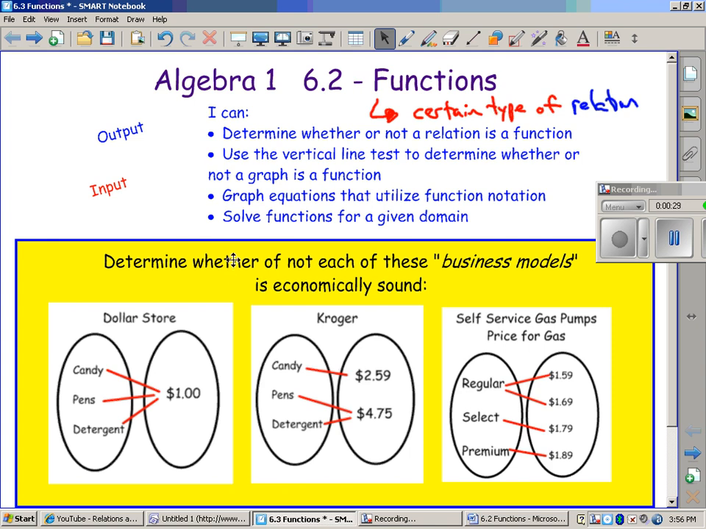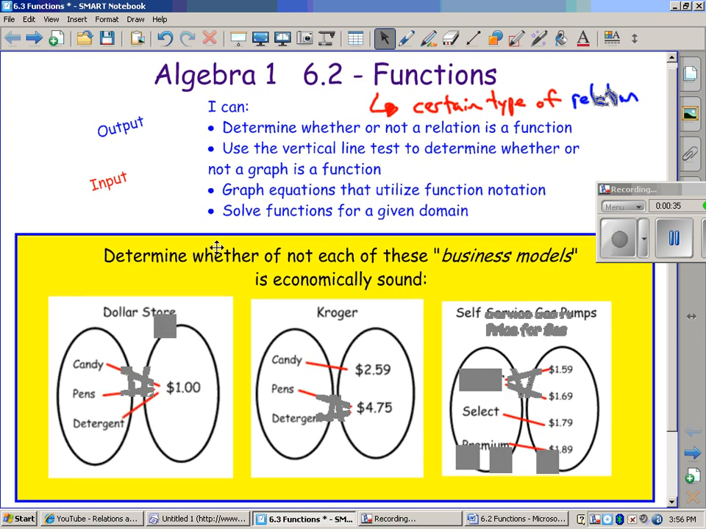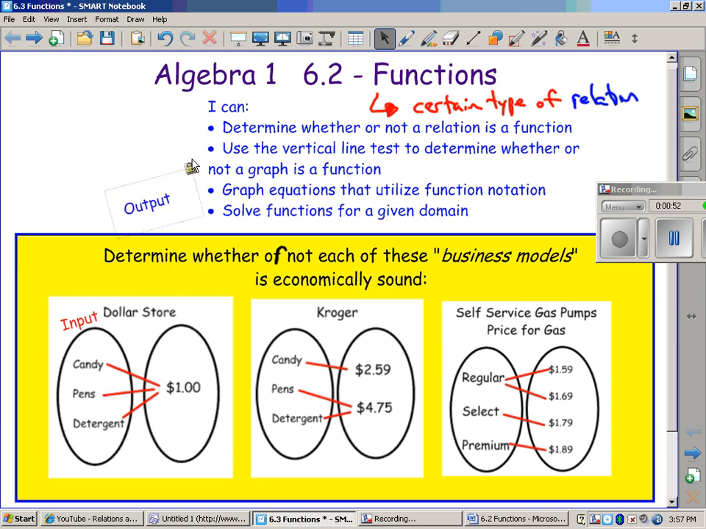So what I want you to think about before we get any deeper into what's a function is these three questions. The instructions say determine whether or not each of these business models is economically sound. So here's my first one. We're going to think about this as an input and this as an output.